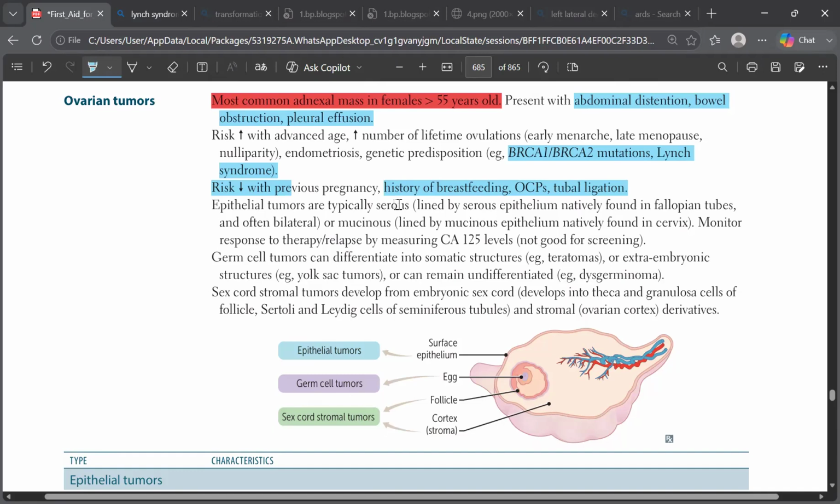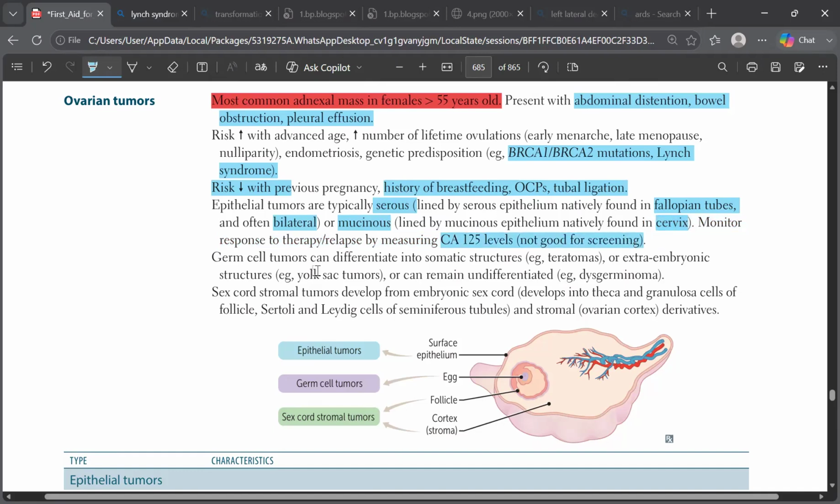The epithelial tumors are typically serous, that is, they're lined by serous epithelium natively found in fallopian tubes and often bilateral, or they're mucinous. So epithelial tumors have two types, serous and mucinous. The mucinous is lined by mucinous epithelium natively found in the cervix. Monitor response to therapy or relapse by measuring CA 125 levels, which is not good for screening, but it is important for monitoring the response or relapse.